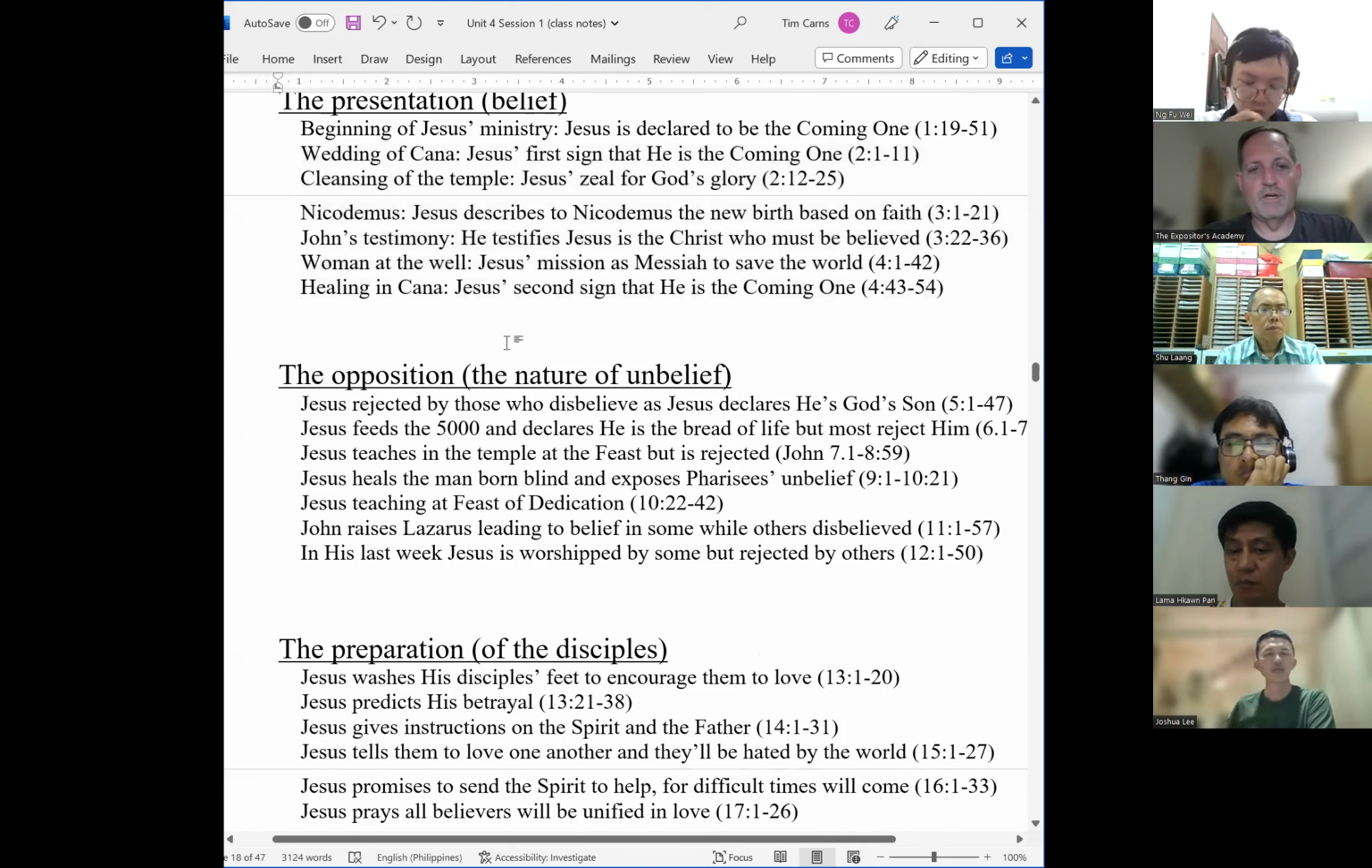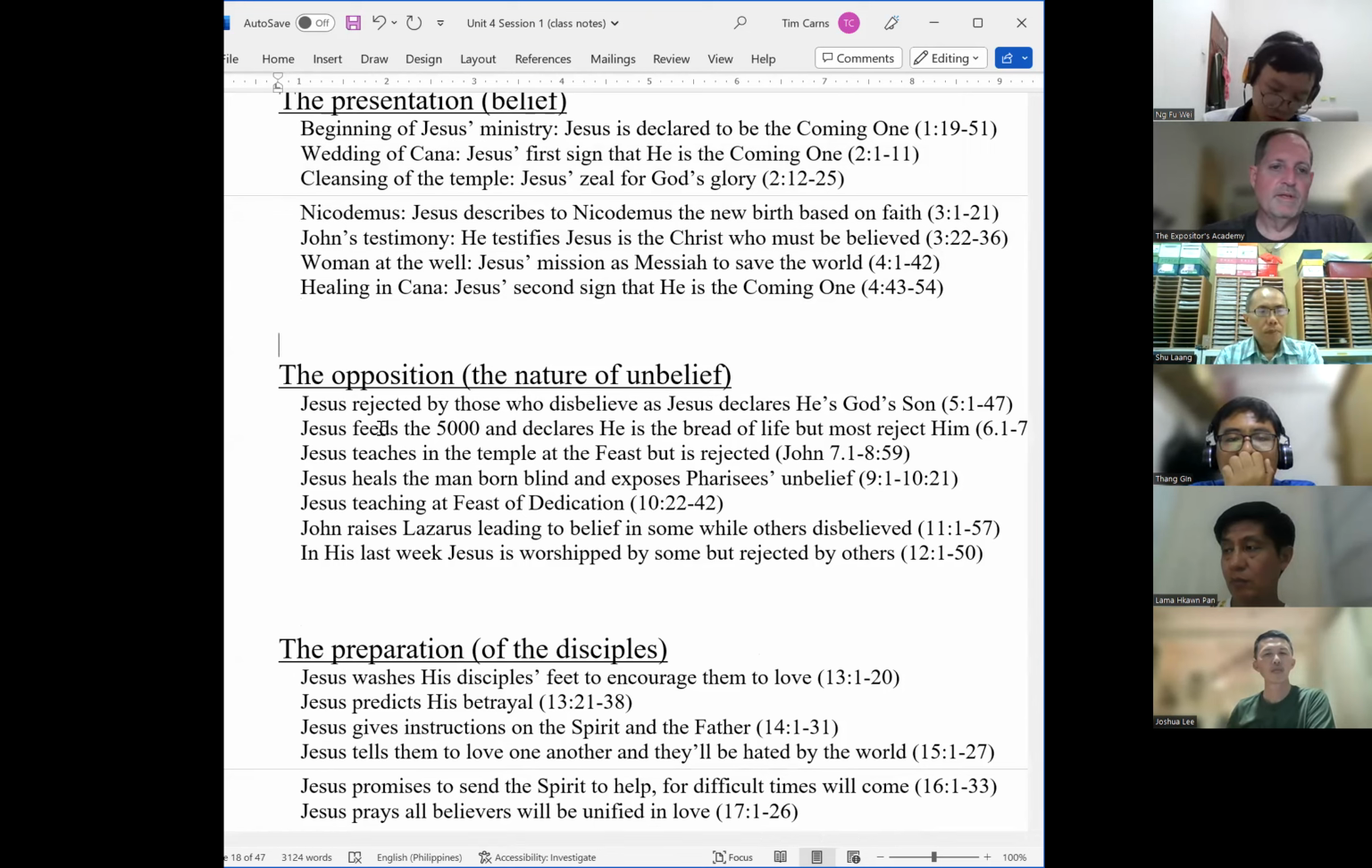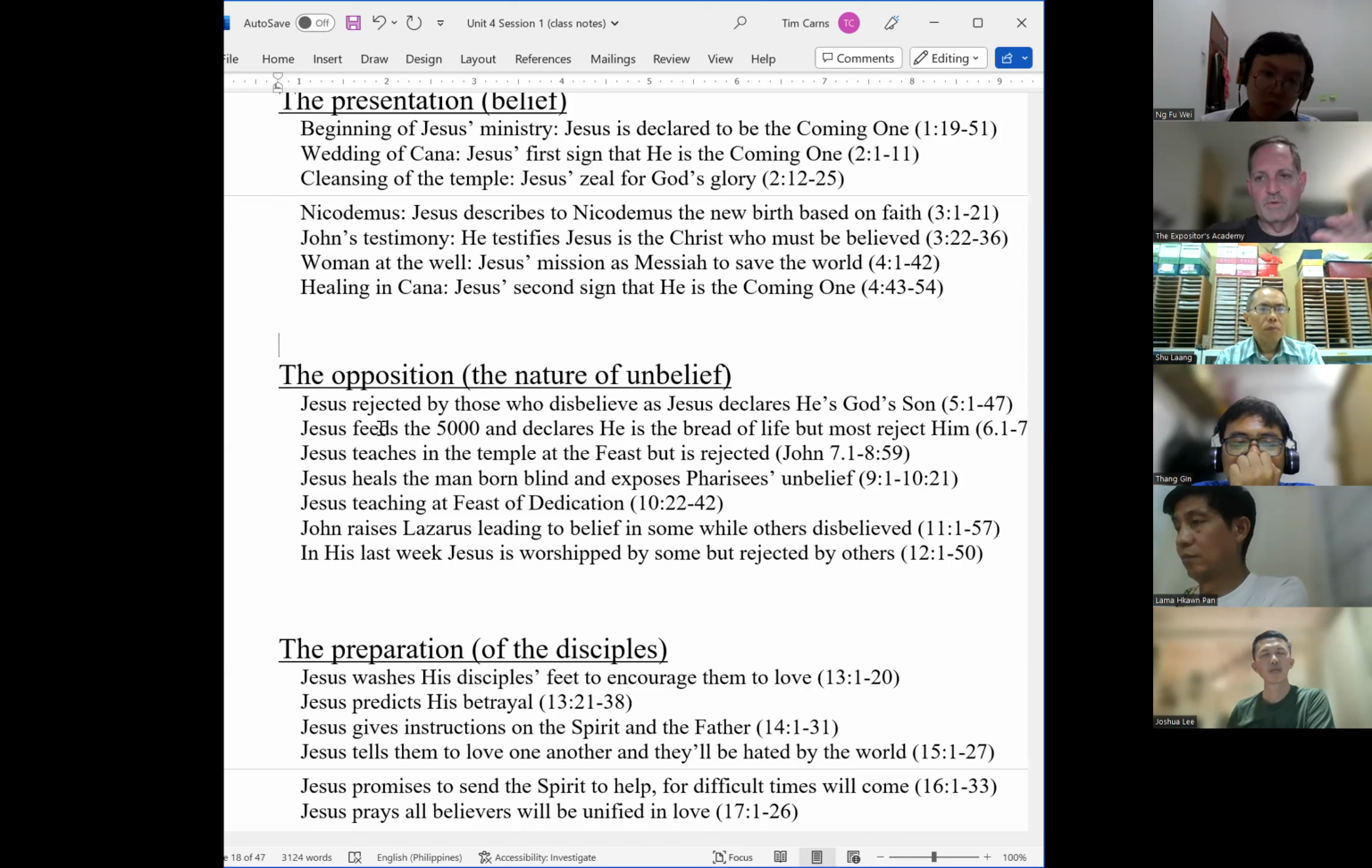He's rejected in John 5, as Jesus declares he's God's son. Then in John 6, he's rejected after feeding the 5,000 and then saying he's the bread of life. He's teaching in the temple in John 7 and John 8, and he encounters opposition there. Then in John 9, he actually heals a man born blind, but the Jewish leaders, despite that obvious miracle, refused to believe.